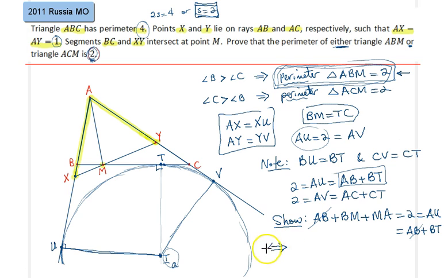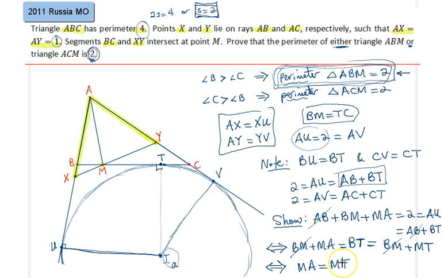So therefore, equivalently, what I want to show is that BM plus MA is equal to BT here. But wait a second, BT itself can be split into BM plus MT. So that would further cancel things out. So therefore, the problem can be equivalently stated as MA is equal to MT. So that's actually what the problem wants us to compute. So therefore, the problem is asking us to show that this distance here is actually equal to this distance. If I can show MA is equal to MT, then I'm done.